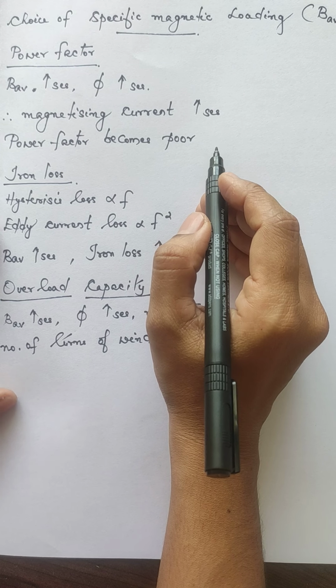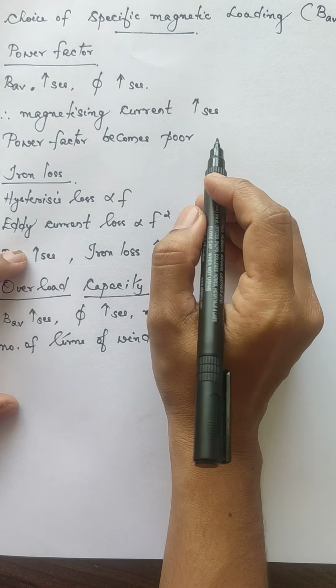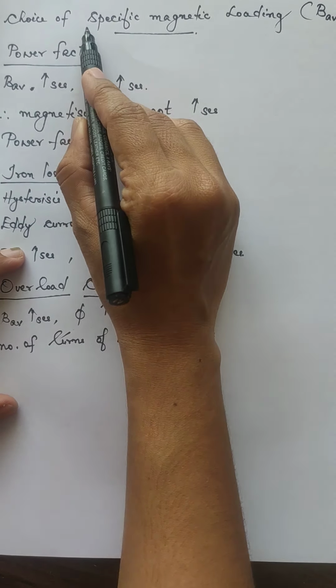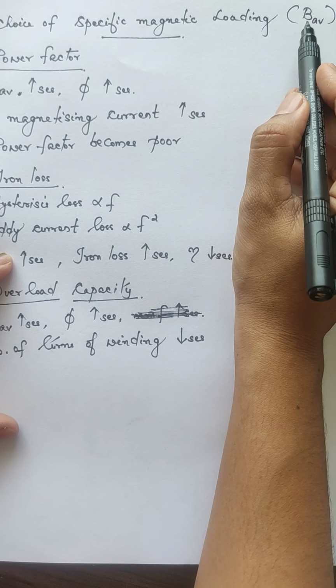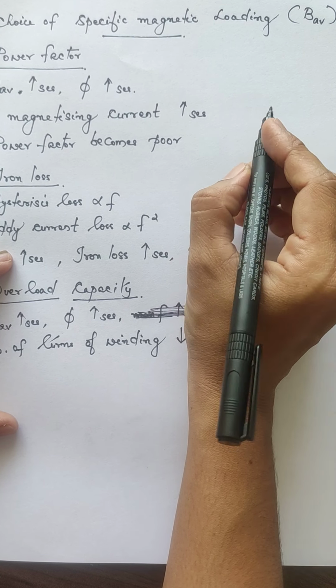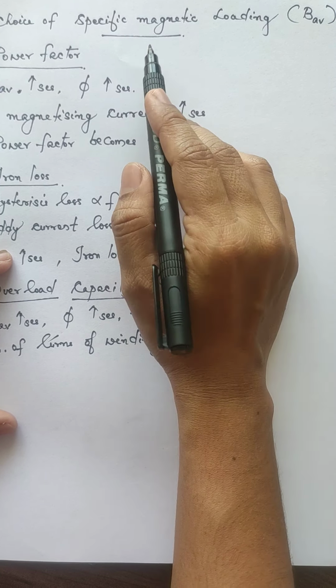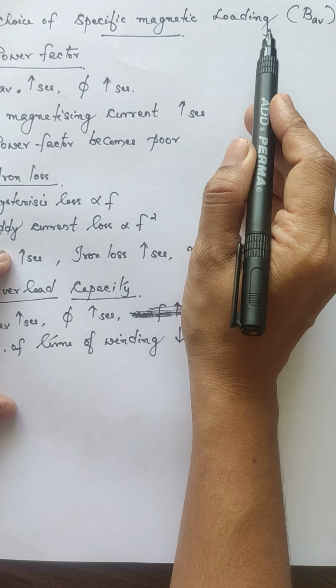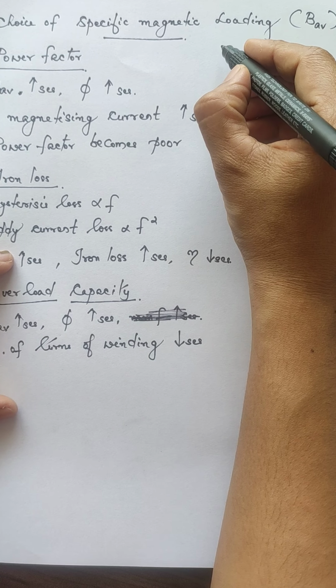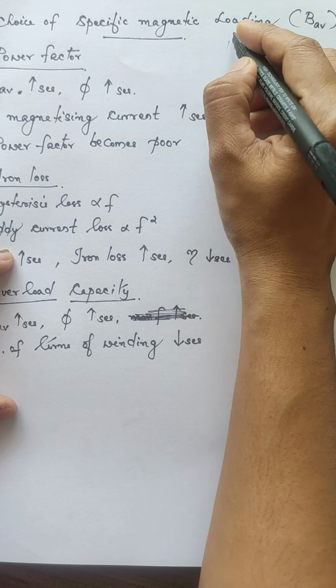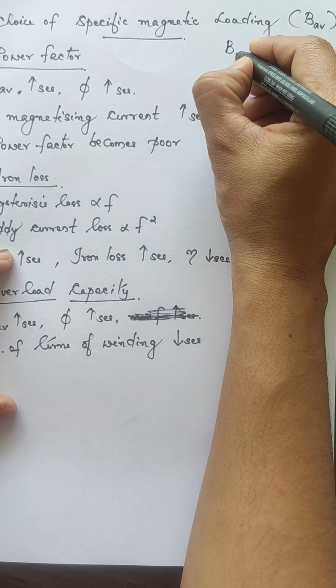In this lecture, we will be discussing the various factors affecting the choice of specific magnetic loading, that is B average, in induction machines. So, choice of specific magnetic loading, B average. Before moving on to the factors, let us recollect the equation of B average.